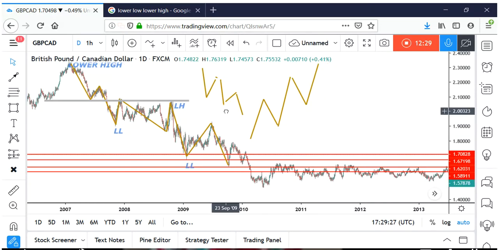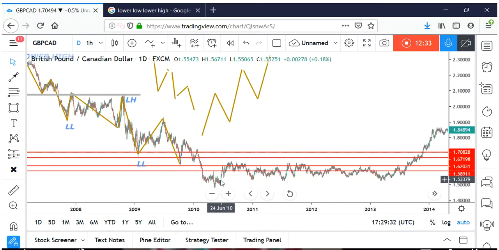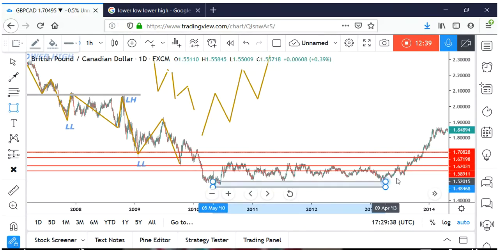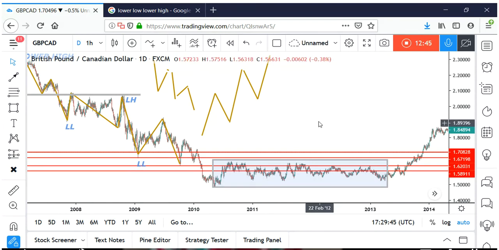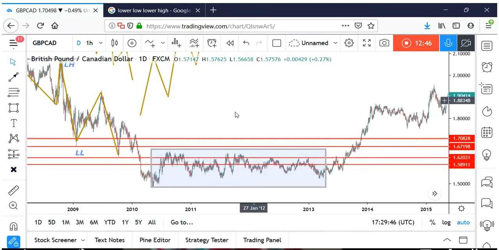And then the third one is sideways. This is a very good example of sideways. All this that you're seeing here, this is sideways. Sideways means basically we don't know what the market is doing. The market is in consolidation, what is called consolidation. So when the market is in a consolidation phase, it goes sideways, like this.